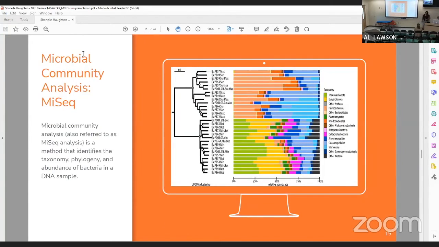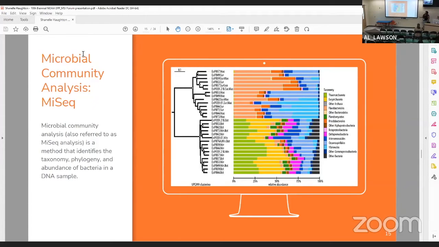So MiSeq is a technique that uses next-generation sequencing to generate a DNA sequence library of the 16S genes within a specific sample. These generated sequence libraries are then compared to a reference database that is used to identify and categorize bacterial gene species within a sample.